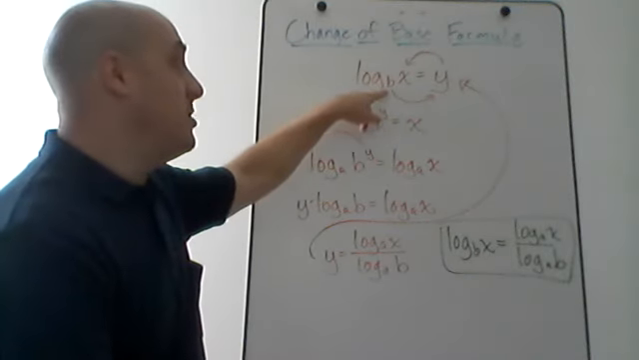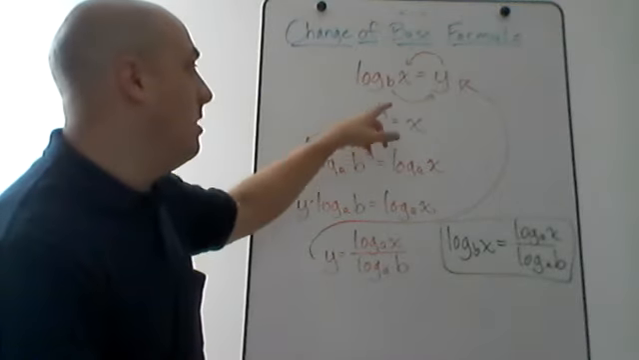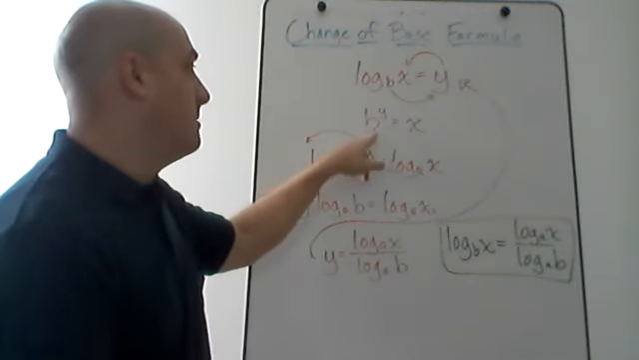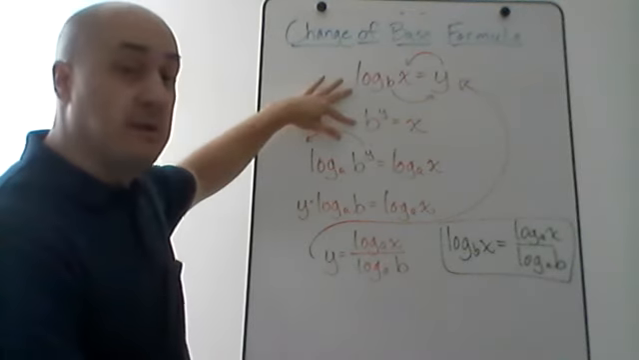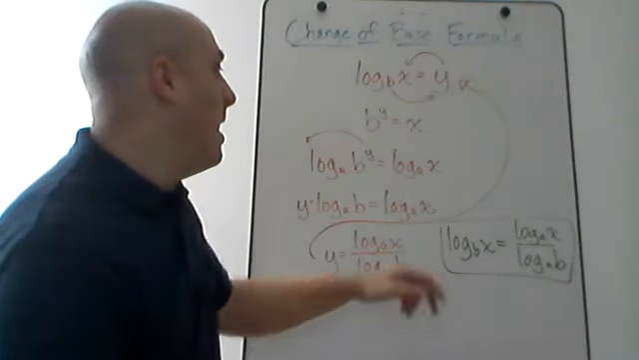What I do then is I change that into exponential form. I did a video about switching between exponential and logarithmic form. The base b to the y power equals x. So these two equations are equivalent. The first one's in logarithmic form, the second one's in exponential form. So b to the y equals x.